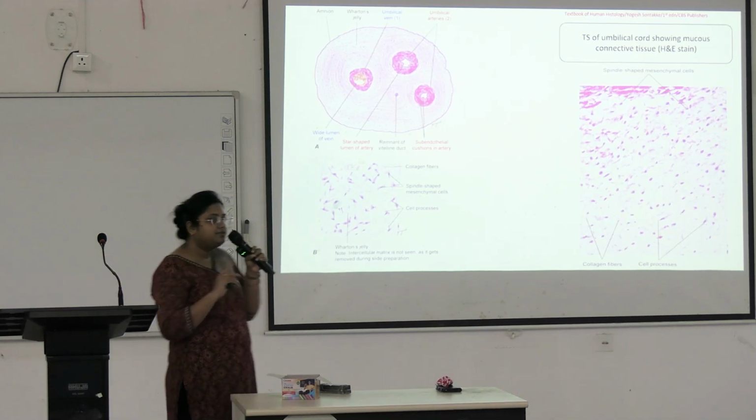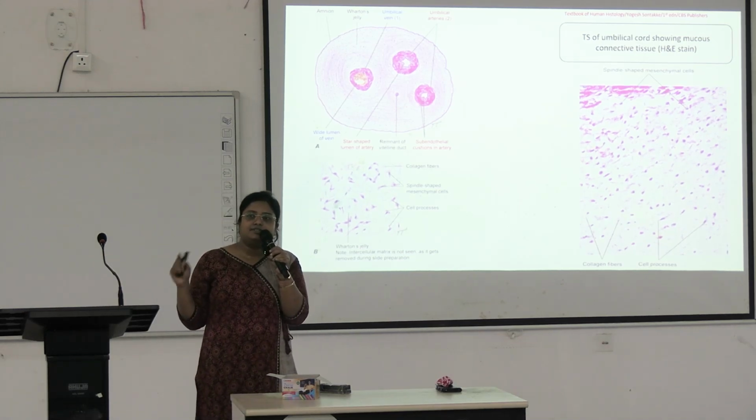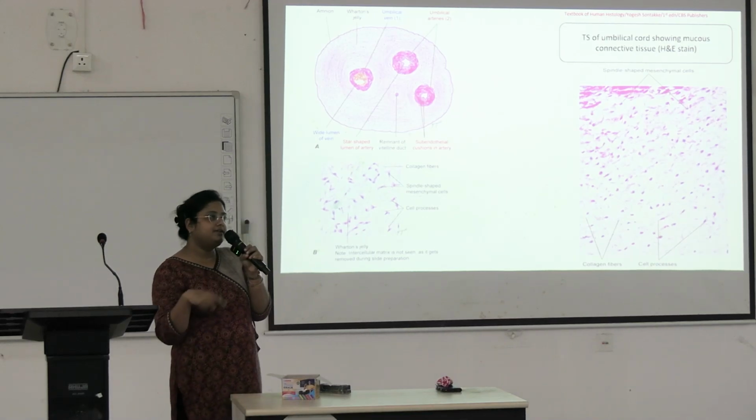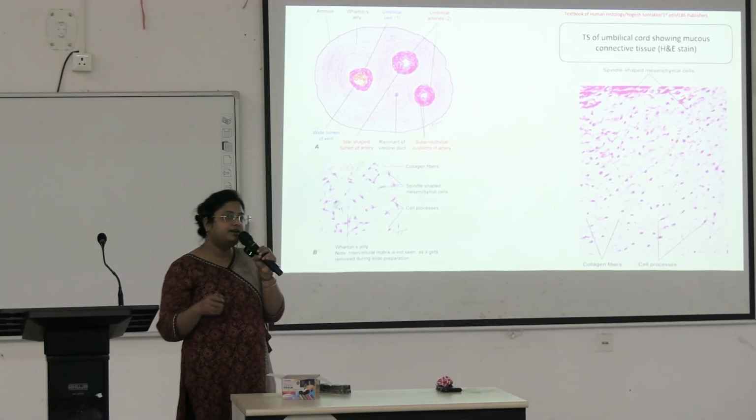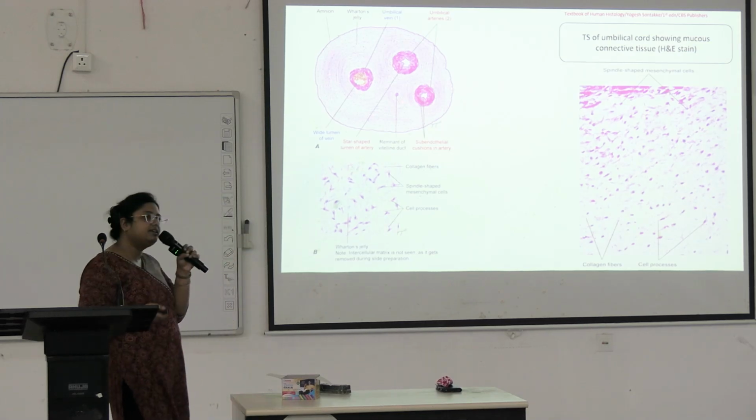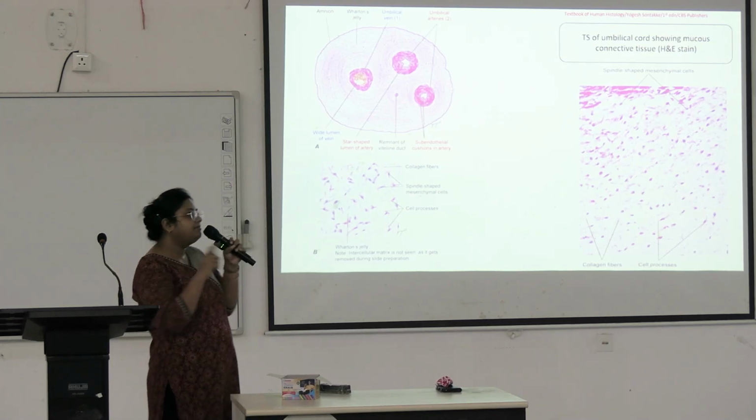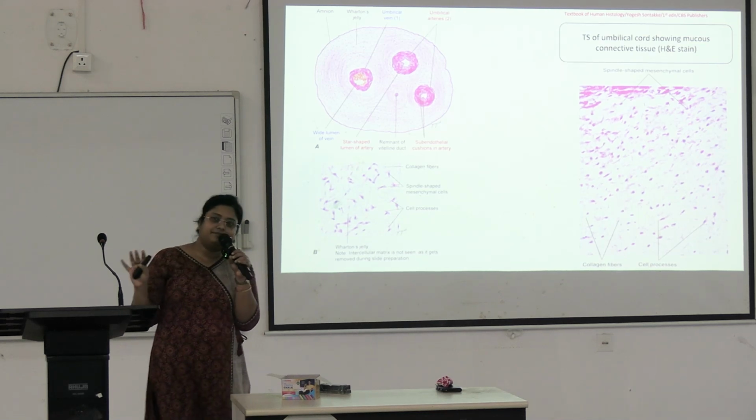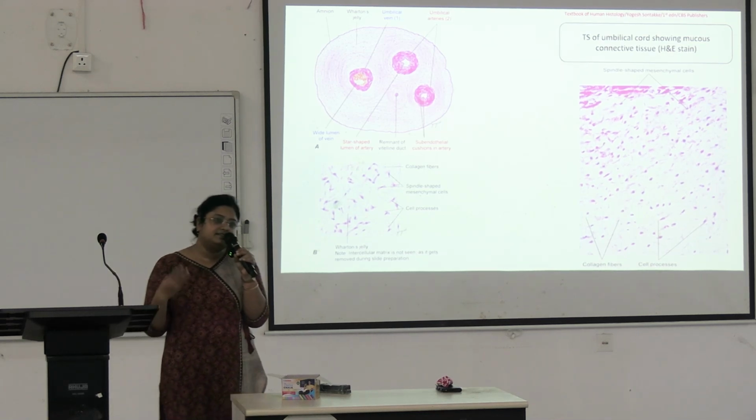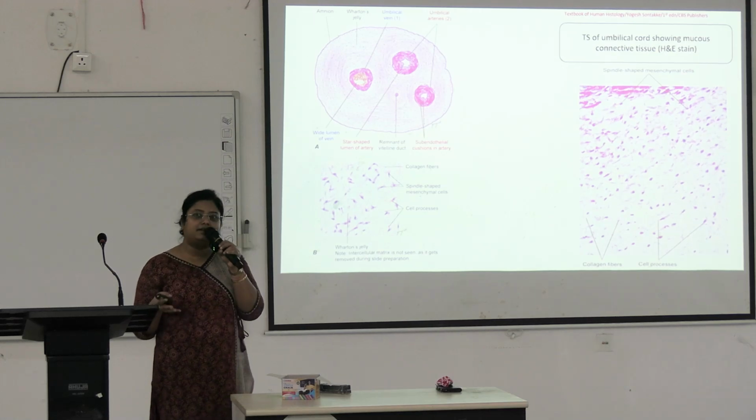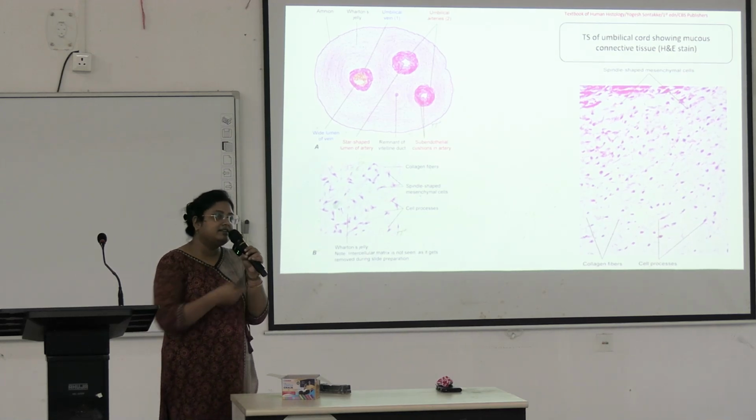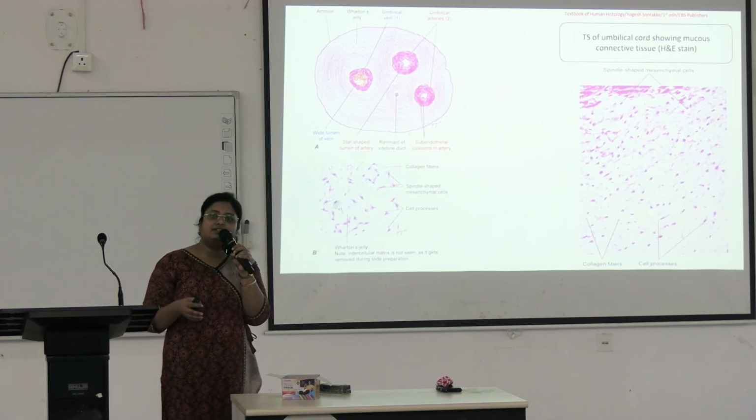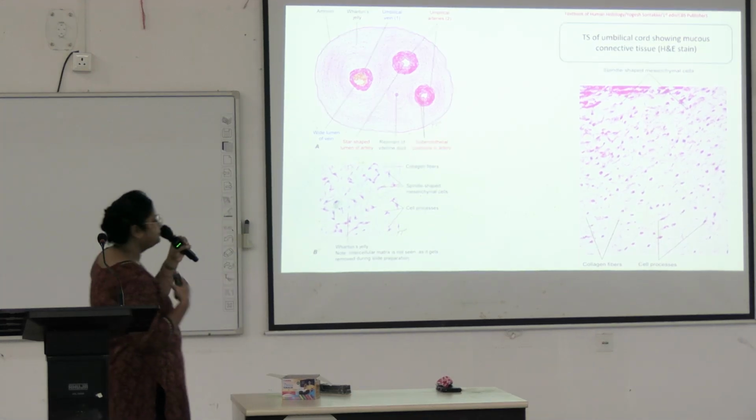What is the difference between artery and vein? Artery has a narrow lumen and thick wall. Vein has a wider lumen and thin wall. Okay, understood? So this is how you differentiate artery and vein. And you remember like AVA, two arteries, one vein. The umbilical arteries carry deoxygenated blood, like the pulmonary artery, and the umbilical vein carries oxygenated blood from the mother to the fetus.